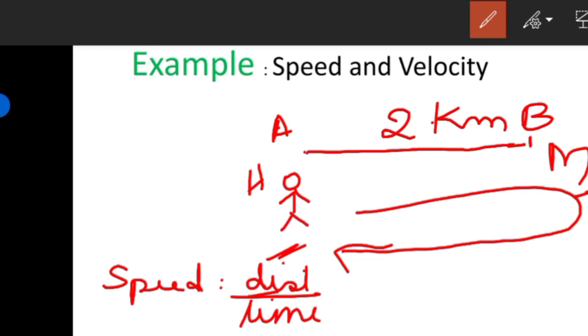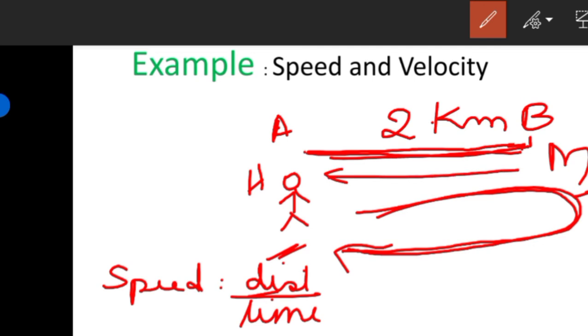This is 2 kilometers from his house to McDonald's. He takes a U-turn and again returns to his house. This way 2 kilometers and again 2 kilometers. So, totally 4 kilometers is the distance travelled by him.